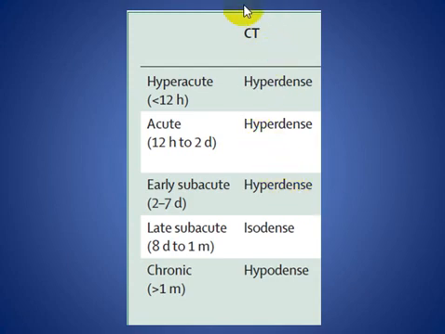On CT scan, if it is hyperacute, within less than 12 hours up to 2 days, it presents as a hyperdense lesion. Early subacute, 2 to 7 days, it is a hyperdense lesion, and late subacute, 8 days up to 1 month, it is an isodense lesion, and in a chronic case, it will be a hypodense lesion.